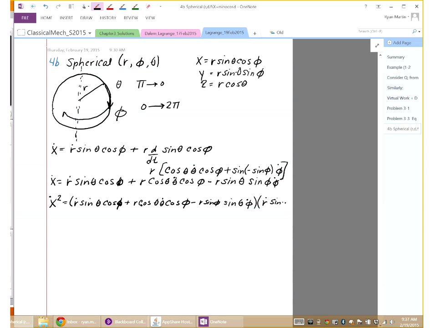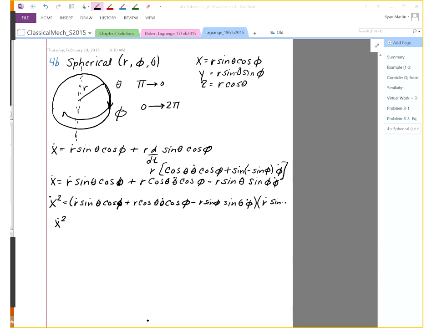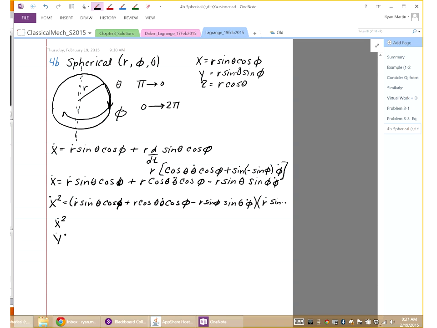If you do this long ways, then you'll have room on your paper to work all of this out and then again tabulate. And what I mean by that is you collect all of your x dot squared terms, all of your r dot squareds, all of your theta dot squareds, all of your phi dot squareds, that's a single dot, and then your cross product terms.